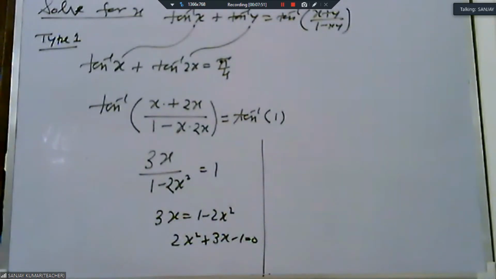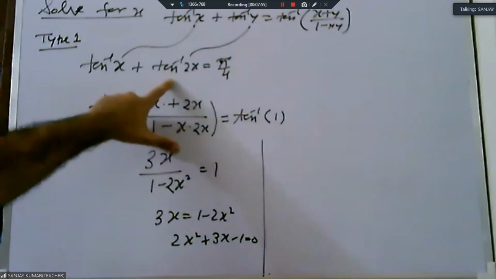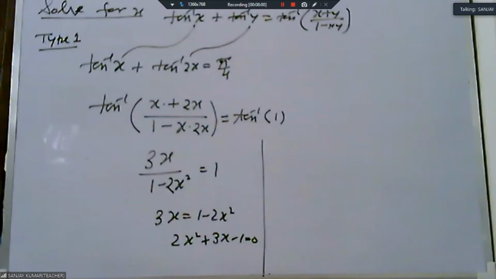So again, you see what we do. We apply the formula tan inverse x plus tan inverse y is tan inverse of x plus y upon 1 minus xy, and pi by 4 we convert as tan inverse 1, because the value of tan 45 is 1. So we can compare and we get the answer. This is 3x over 1 minus 2x square. Then by the help of splitting, we get the values of x.